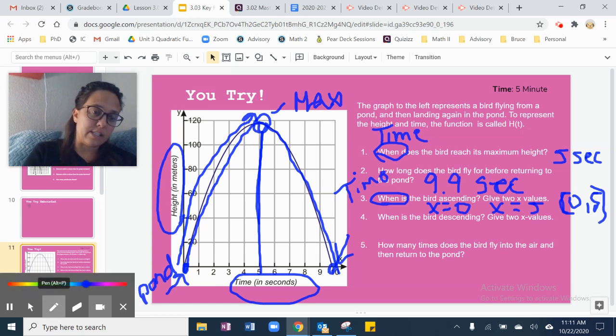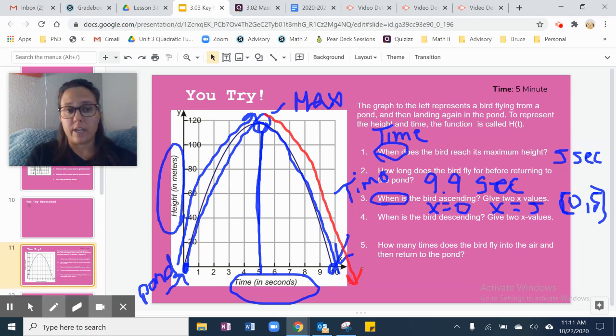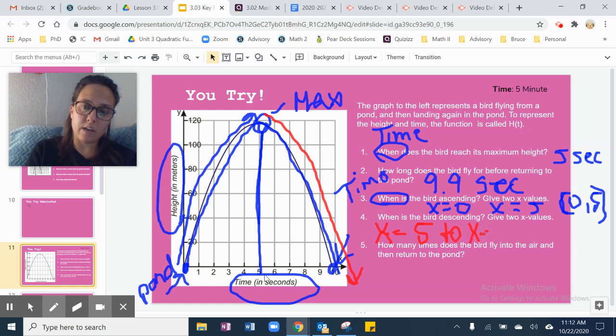When is the bird descending? Well, it's descending from the maximum point until it gets back to the pond, so that's from 5 to 10 or 5 to 9.9. So you could say when x equals 5 to x equals 9.9, or you could again use the inequality notation and just go 5 to 9.9, but you'd have to use the brackets.